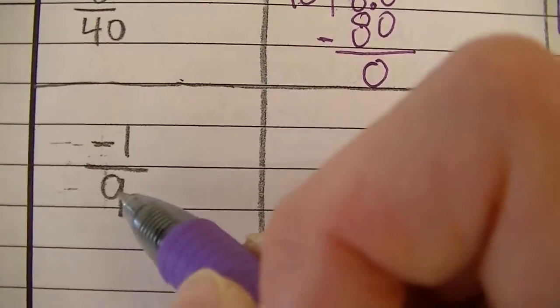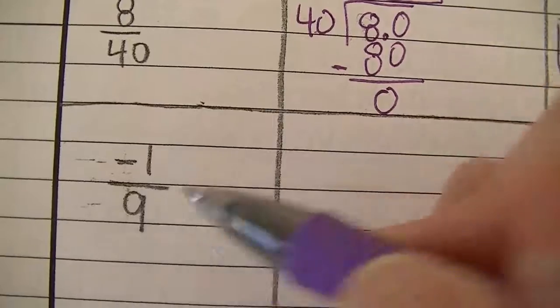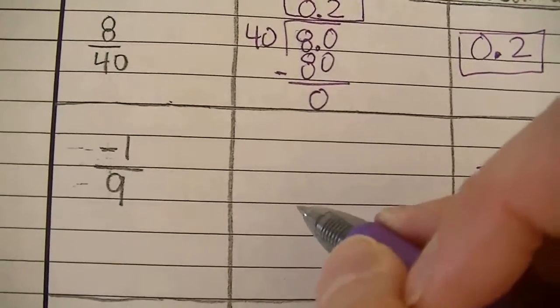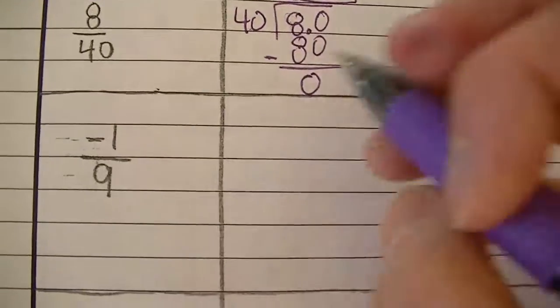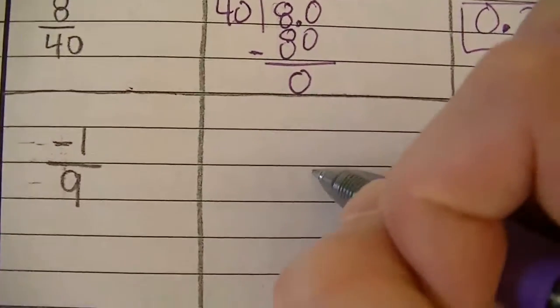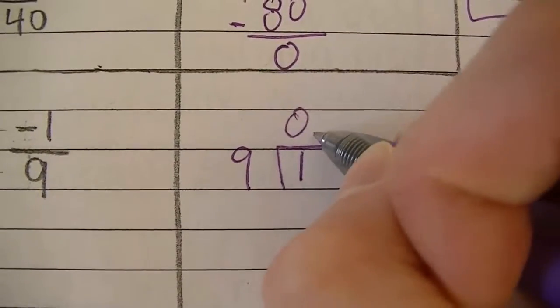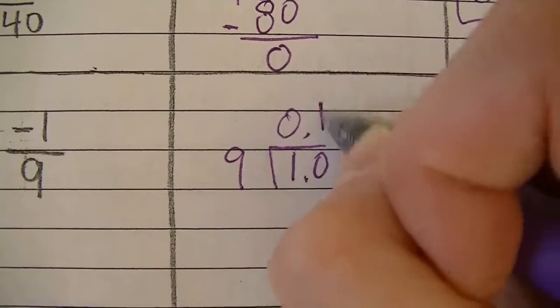Negative 1 divided by a positive 9. A negative divided by a positive, I already know the answer is going to be negative, okay? But for the sake of dividing using long division, I'm going to pretend it's positive. 9 doesn't go into 1, but 9 goes into 10 one time.